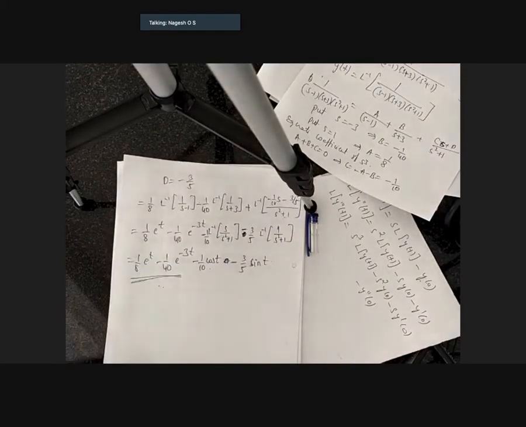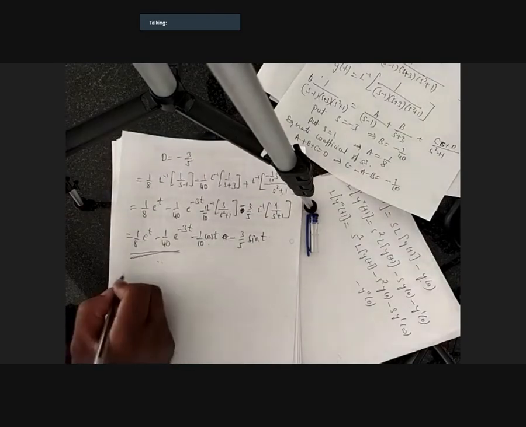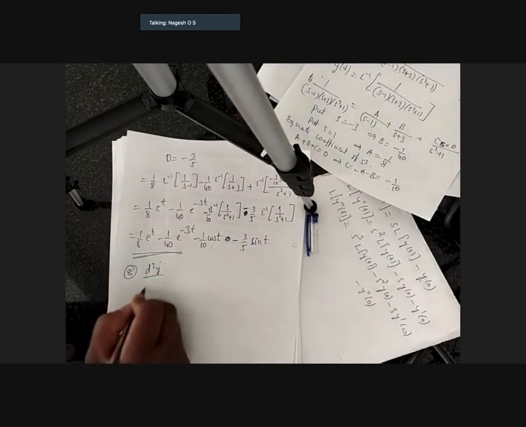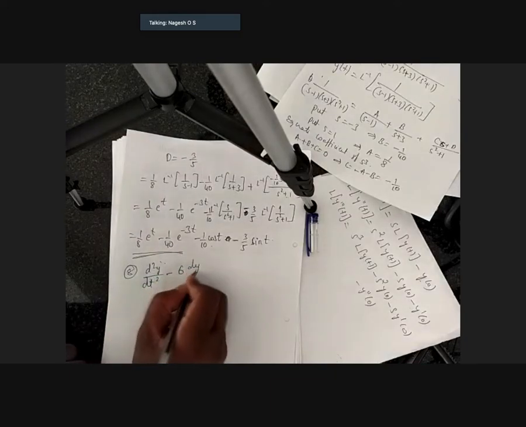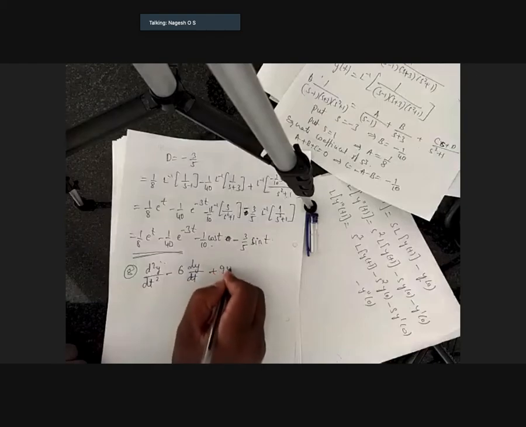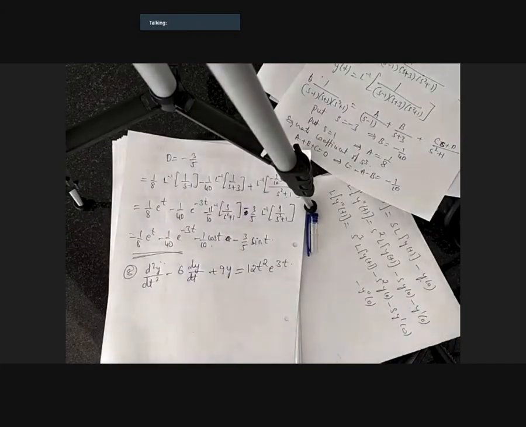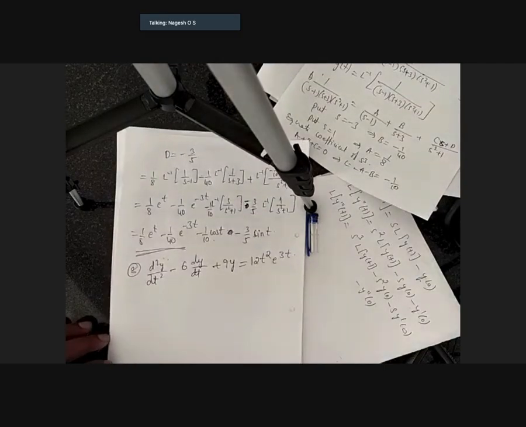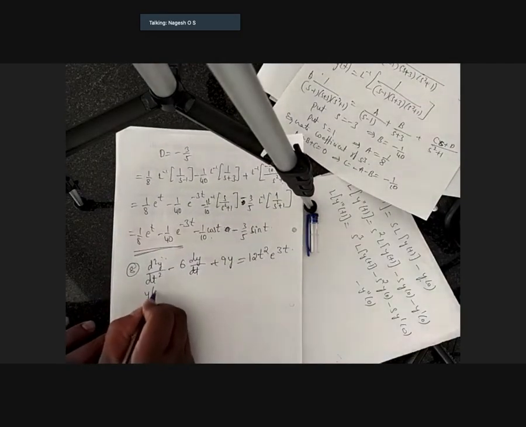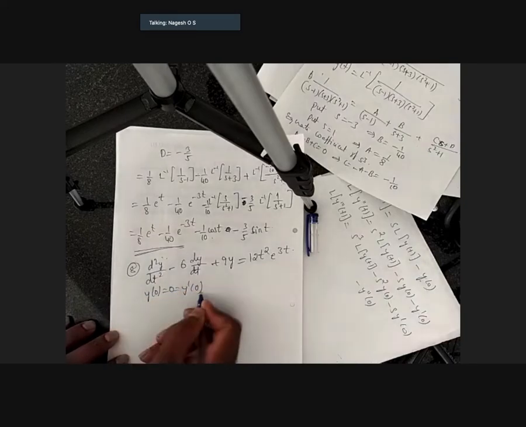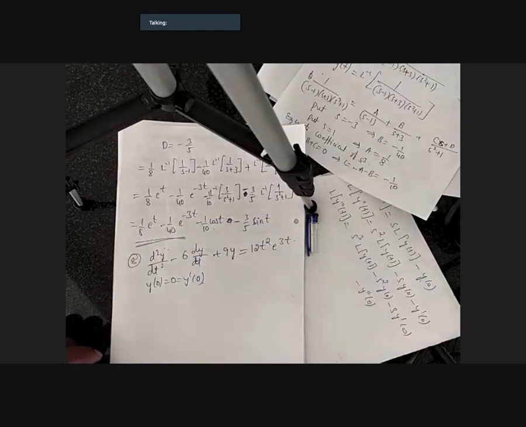Next problem, the last problem in this module. 8th one, d square y by dt square minus 6 dy by dt plus 9y equal to 12 t square e power 3t. Okay. Given y of 0 equal to 0 equal to y dash of 0. Try this. You can try this.